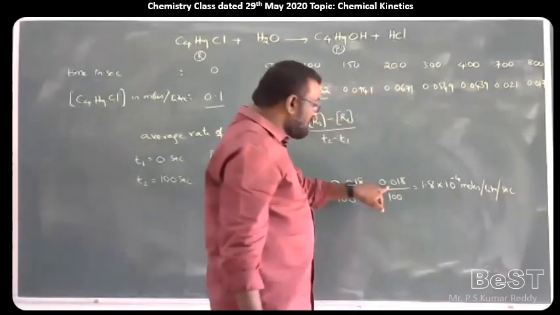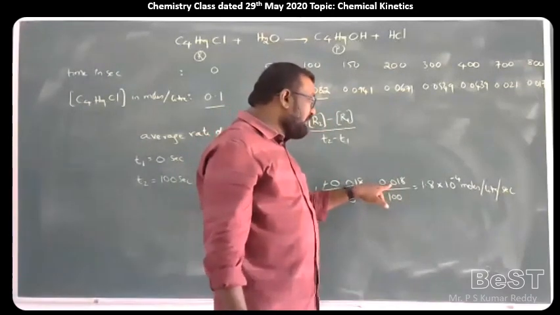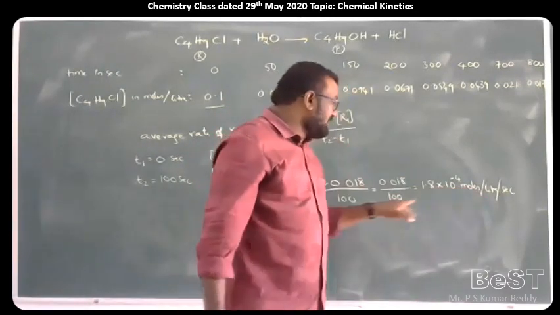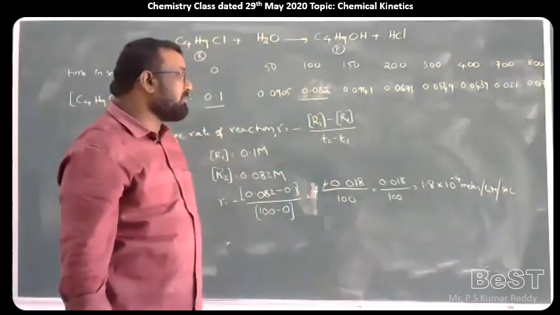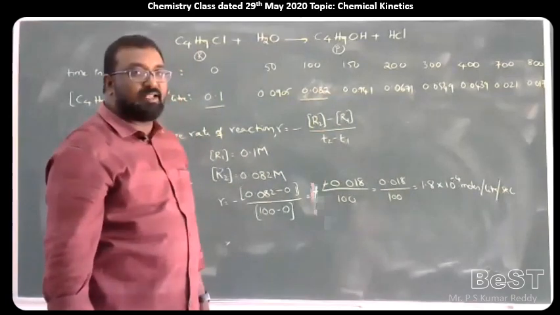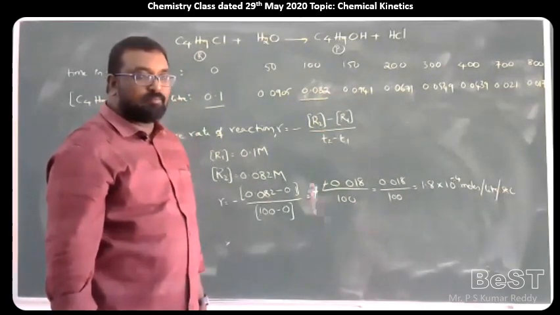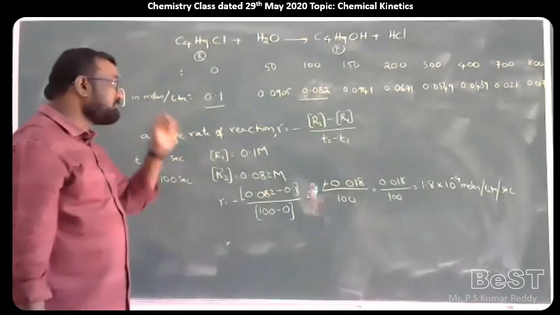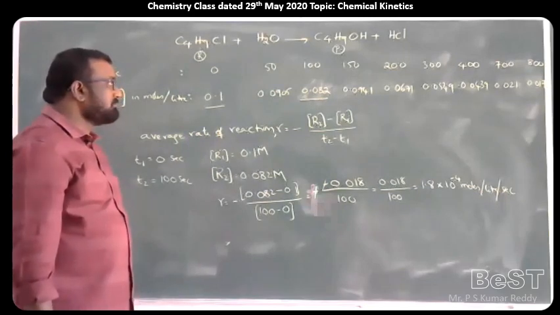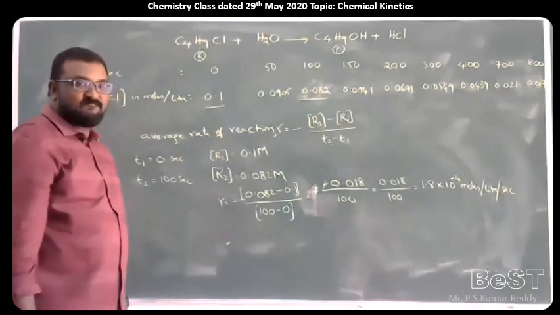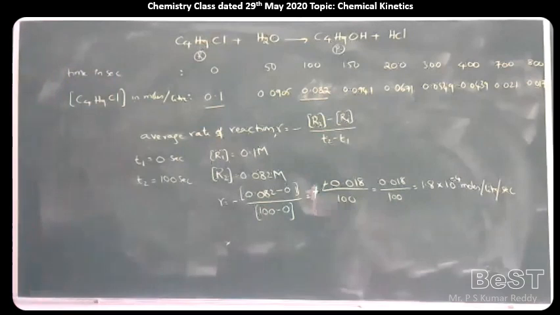Why? Because the unit of concentration is moles per liter and the unit of time is seconds. So that is why it is 1.8 into 10 to the power of minus 4 moles per liter per second. Is it clear, ma?